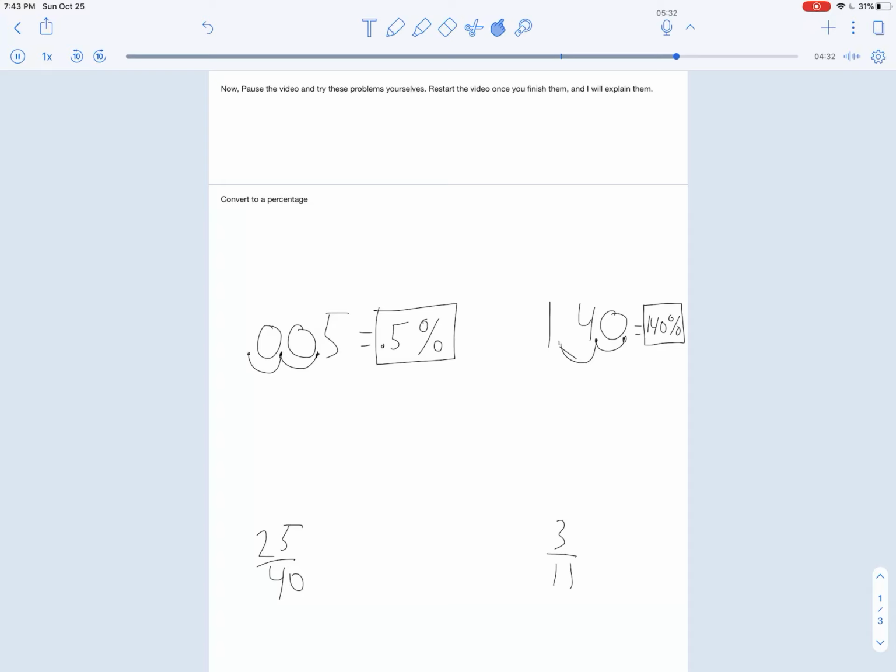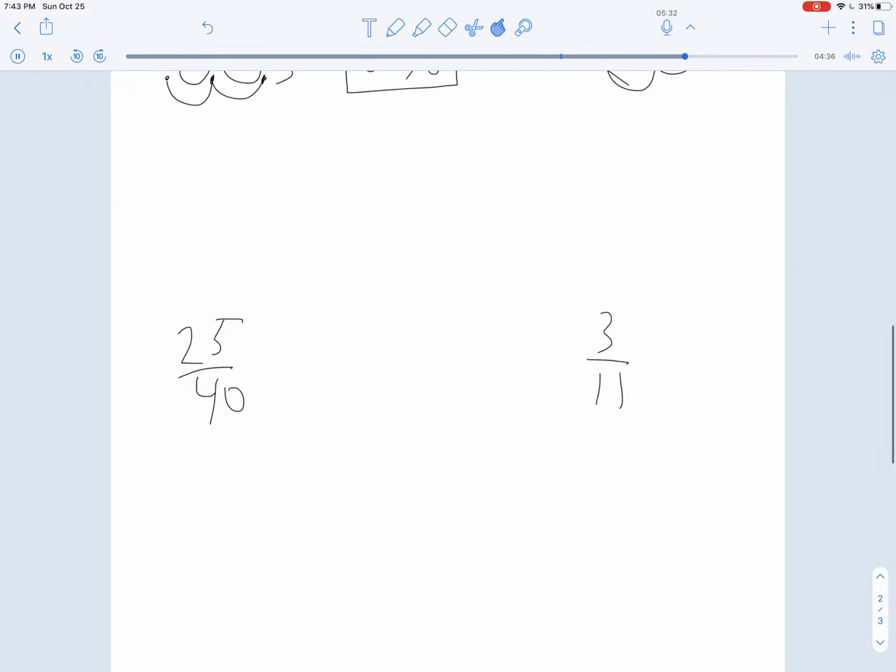Awesome. Now let's move into these fraction problems. So here we have 25 over 40. We want to do our numerator divided by our denominator. So 25 divided by 40. I encourage you to use a calculator for these types of problems. Makes it a little bit easier. Here, this rounds to 0.63. That's our decimal. And now we're going to go ahead and move that 2 places to the right. 1, 2. And that gives us 63%.